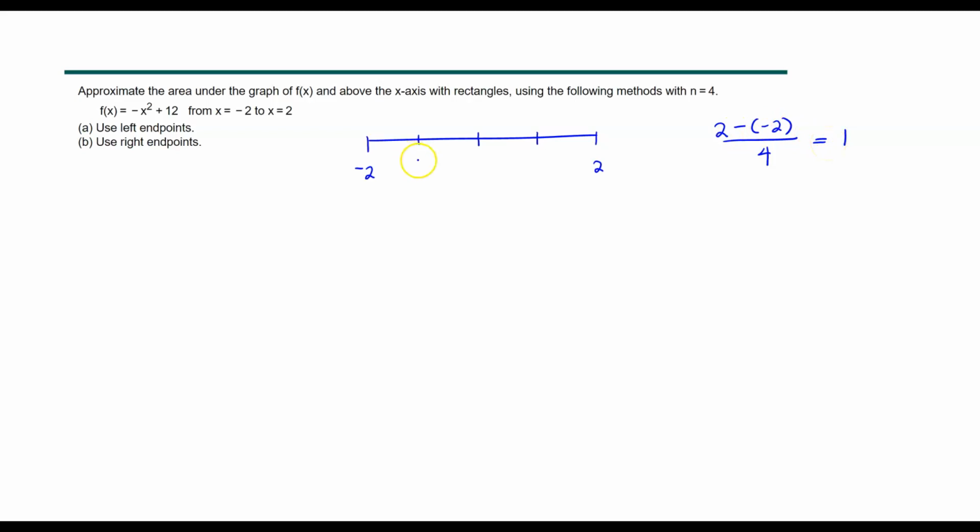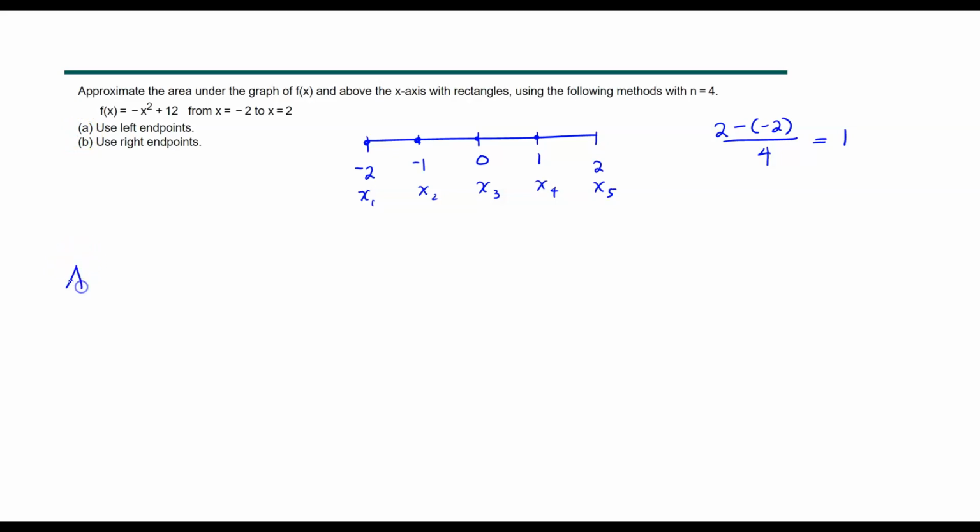Oh, that means this is just equal to -2. This is -1, 0, 1, and 2. So those are the endpoints. So this will be your left endpoints. Those are your left endpoints. So you have x1, x2, x3, x4, x5. So from 1 to 4 are your left endpoints. So those are the endpoints that you're going to use. Those are the points you're going to use for letter A.